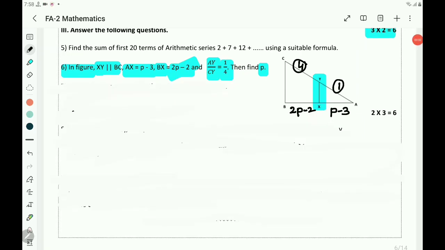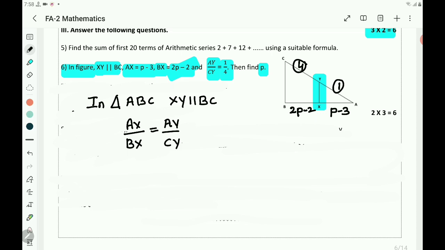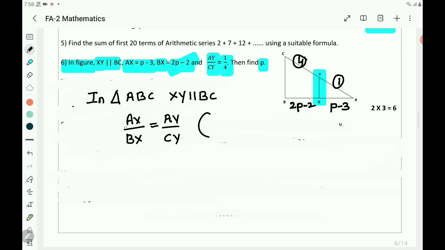So you write that in triangle ABC, what is parallel to what? XY is parallel to BC. Then you can write that AX by BX equals AY by CY. AX by BX is equal to AY by CY. That is Thales theorem, or BPT you can write, basic proportionality theorem, Thales theorem.